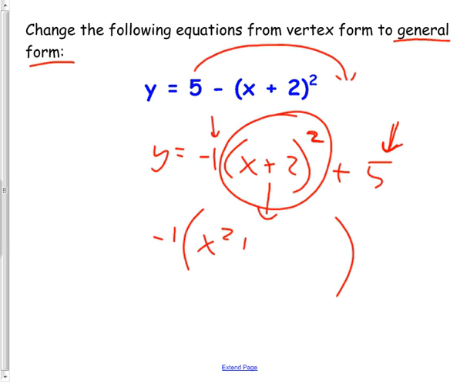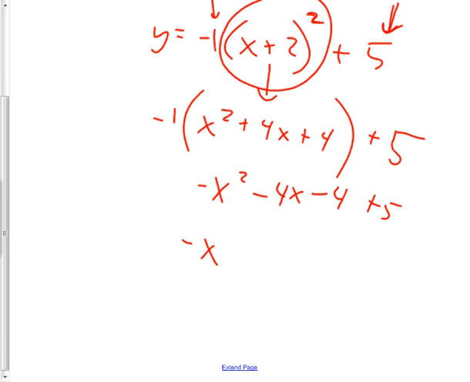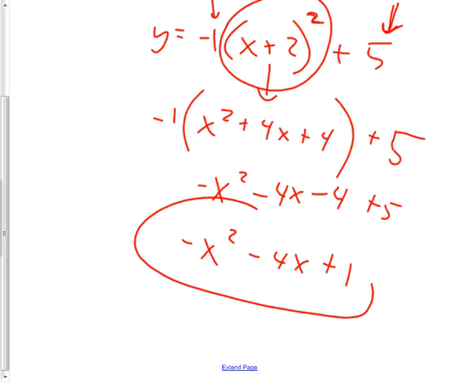And then I have plus 5 out there. Then I multiply everything by -1, which changes everything's sign. -x squared minus 4x minus 4, and then a plus 5. And then final answer, -x squared minus 4x plus 1. And what's wrong? Why would I lose half a point? Y equals. Okay, there it is.